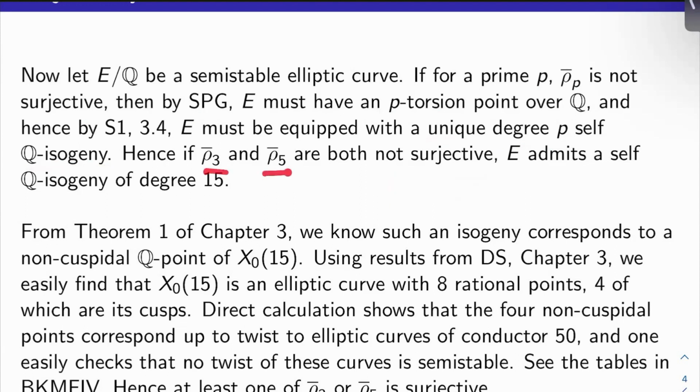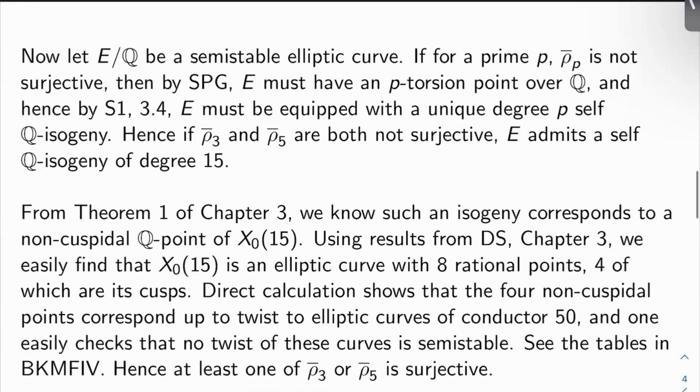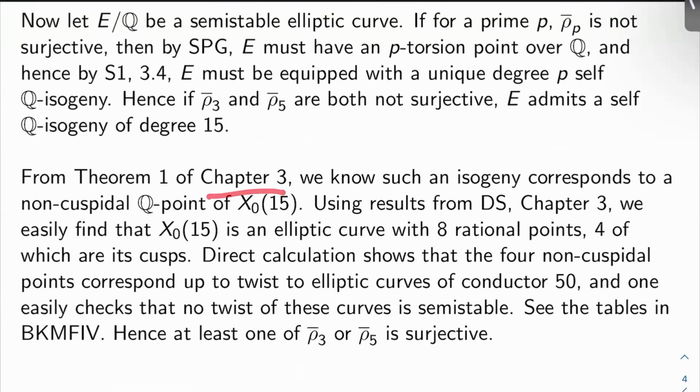So if rho bar_3 and rho bar_5 are both not surjective, then E admits a Q-isogeny of degree 15 because there will be a map from E to E of degree 3 and then another one from E to E of degree 5. How do you take the degree of a composition? You multiply the degrees of each individual map. Okay, from Theorem 1 of chapter 3 of my notes, we know that such an isogeny corresponds to what?